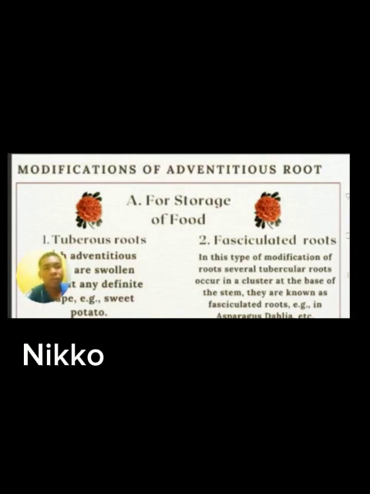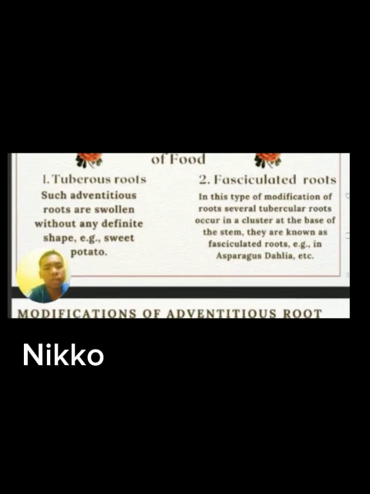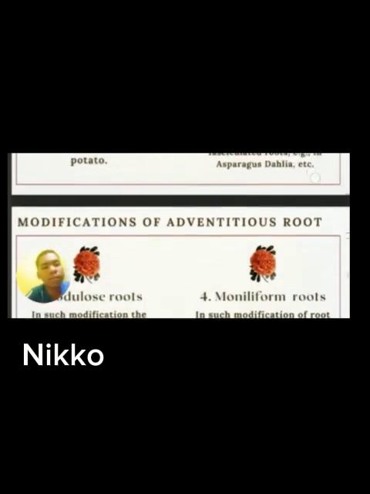Modification of adventitious root for food storage. Number 1 is tuberous roots. Such adventitious roots are swollen without any definite shape. These roots form at or near the base of the original plant. Example of this is sweet potato and taro, and many others. Number 2, fasciculated roots. In this type of modification of roots, several tubercular roots occur in a cluster at the base of the stem, either bloated or produce clusters of root tubers. Example of this is asparagus and dahlia, etc.